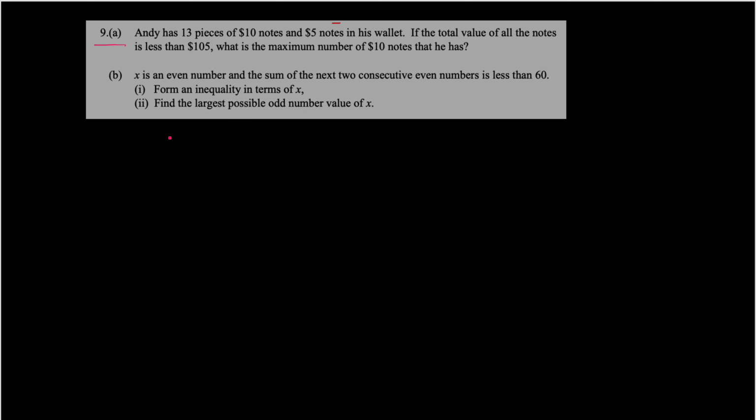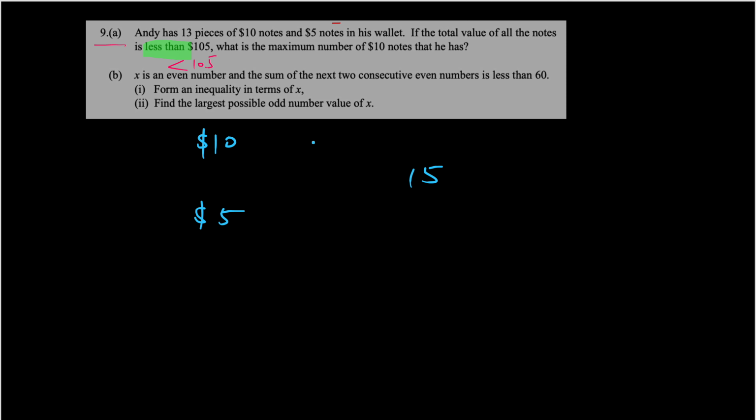So it's an inequality. Why? Because it says less than, which means less than 105. So you need to solve it as an inequality. But before that, they say you have 13 pieces, so basically you have $10 notes and $5 notes, and the number of them adds up to 13.